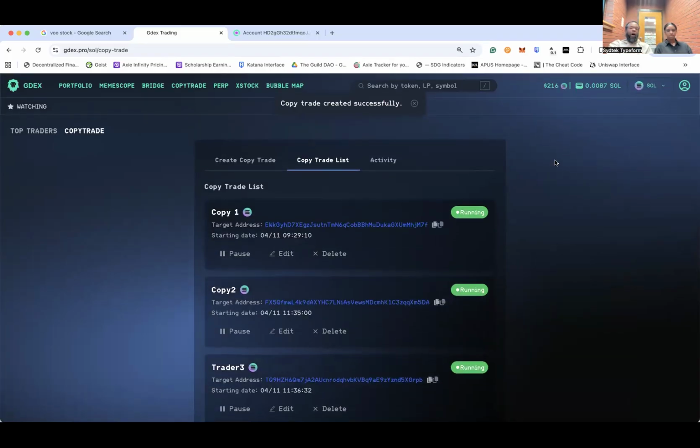So although I don't have a balance, I got 0.0087 SOL on here. They ain't gonna trade nothing. Although I'm running all of them, they ain't gonna do nothing because I ain't got no money. I just leave it running.